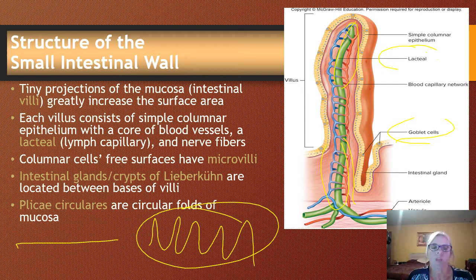And then these columnar cells, the villi actually have microvilli, and we'll see that in the next slide, so you don't have to wait for me to try to draw that out for you. Okay, so we'll look at the microvilli. And we've got the intestinal glands here. They're also called crypts of Lieberkühn, and these are located between the bases of the villi. And then we have what we call plicae circulares, and these are circular folds of mucosa, and we're going to look at those on the next slide.